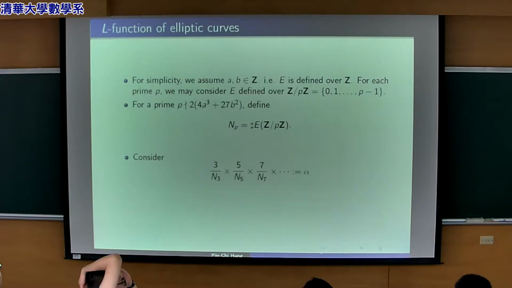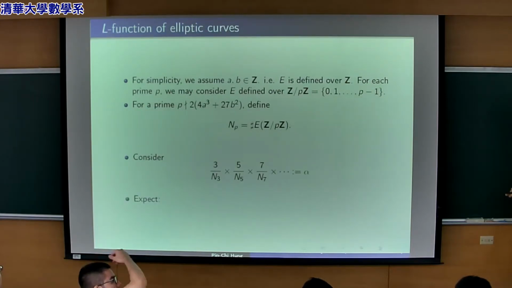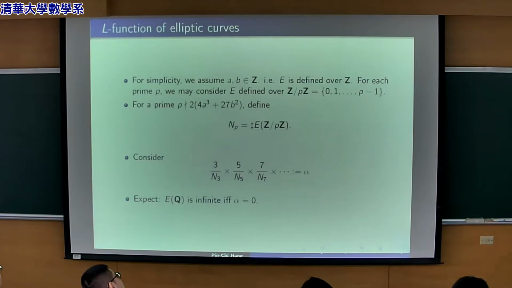So how do mathematicians do that? We expect that this group is infinite if and only if this number is zero. But this number may not be defined, right? It's an infinite product. So how do mathematicians do this? It's by so-called analytic continuation.